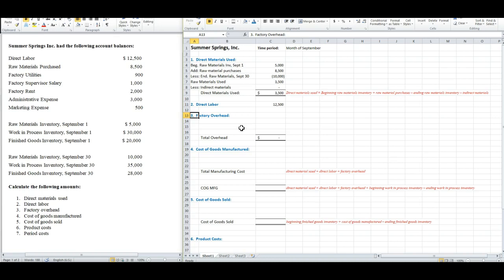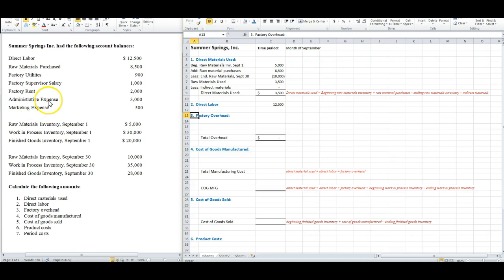These are indirect costs necessary to create the product. So any indirect cost necessary to create the product. This will include indirect labor, indirect materials, and any other factory-related expenses. So keywords you're looking for here are factory or production, things like that. So if we look in our information, we've already used direct labor, we've already used direct materials purchased, and then we have factory utilities, factory supervisor salary, factory rent. All of those have the keyword of factory in them, so we need all of those.